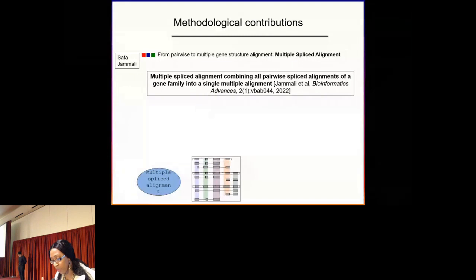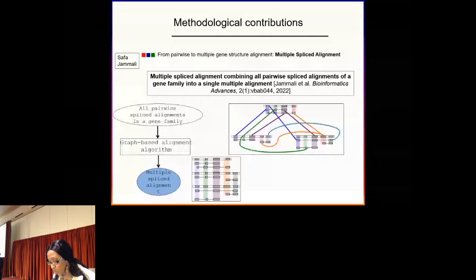So multiple splice alignment, the algorithm developed by Safa, takes a set of pairwise splice alignments from a gene family and combines them into a single multiple sequence alignment. And so how does it do that? It takes all the pairwise splice alignments, and then these splice alignments are cut into regions, portions. And for each genome, these portions are represented as nodes of a graph. And then the pairwise splice alignments allow us to put edges between the nodes of this graph, corresponding to the alignment of regions between the genes and the transcript.